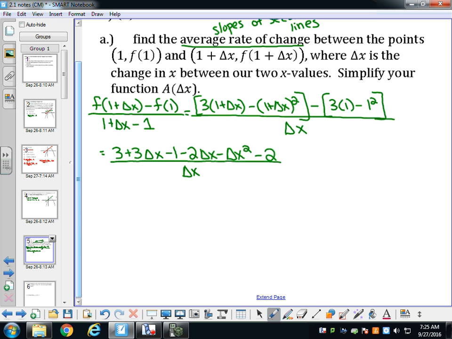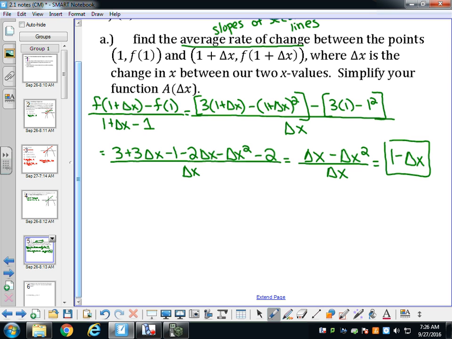Then combine some like terms on the numerator. So I end up getting 3 minus 1 minus 2, that all cancels out. So I'm left with 1 delta x minus delta x squared all over delta x. I can divide through by a delta x, so I just get 1 minus delta x.